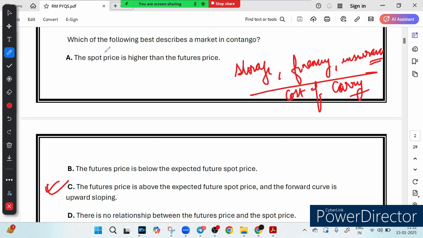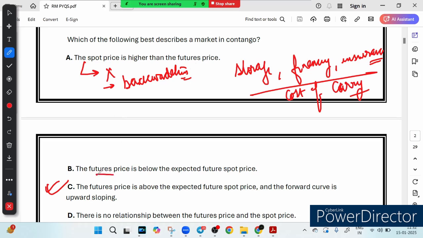Option A says that the spot price is higher than the future price. This is wrong because it describes backwardation, not contango. In backwardation, the spot price is higher than the future price, often due to high demand for immediate delivery or a shortage of the commodity. For example, if there is a sudden demand for oil right now, today's price may shoot up compared to the future price, creating a backwardation scenario.